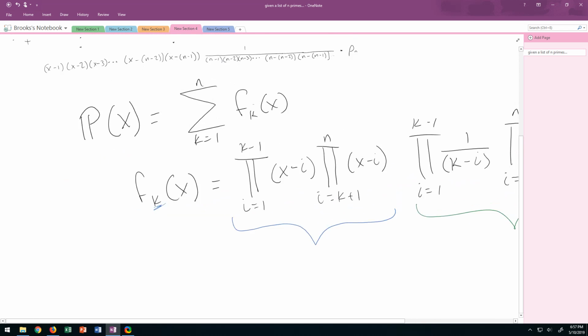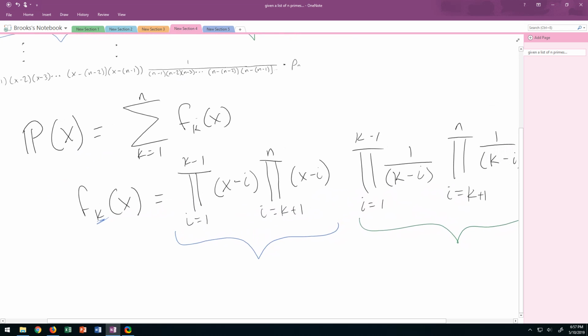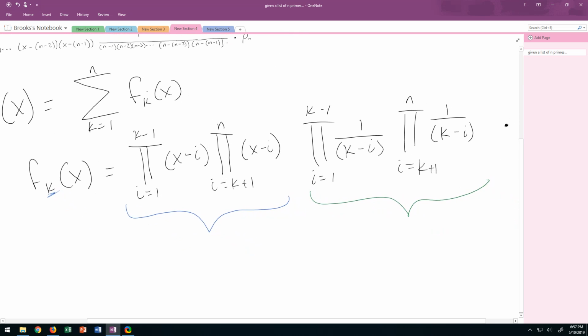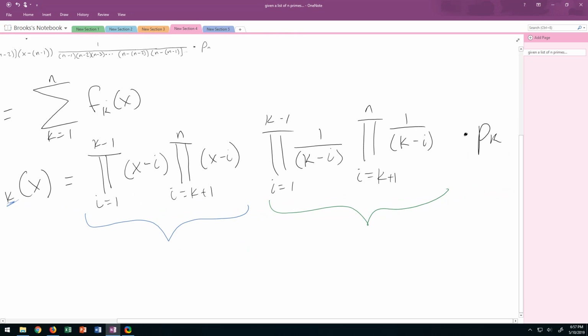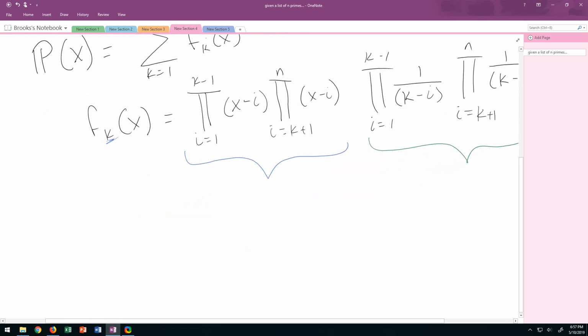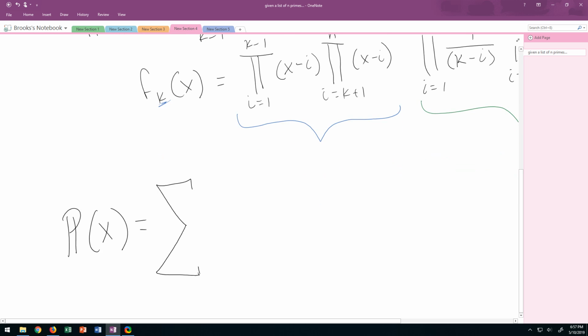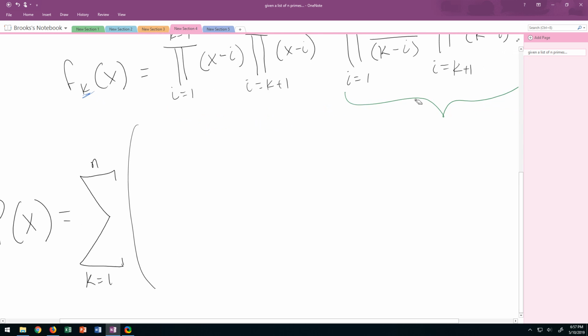So here it is. Big P of x is equal to the sum from k equals 1 to n of f sub k of x, where this is f sub k of x right here. Now let me write it all out for you. It's equal to the sum. Make a really big sum here. k equals 1 up to n of, biggest parentheses you've ever seen in your entire life.